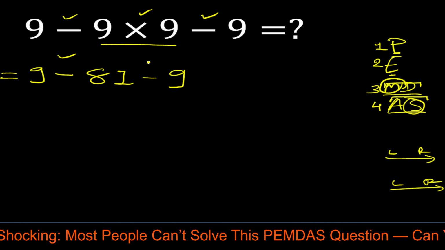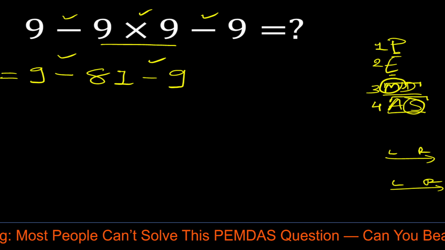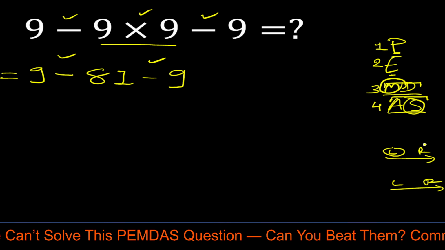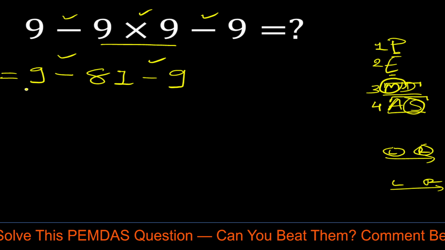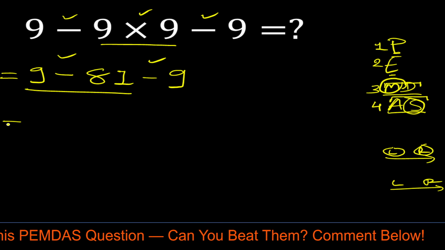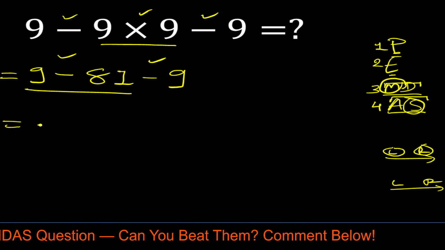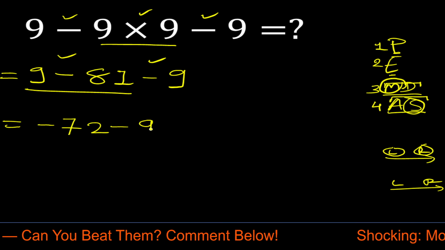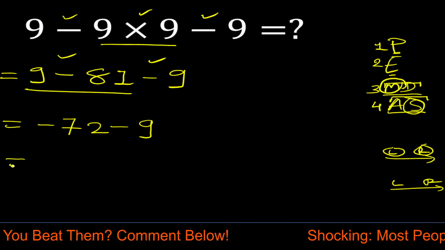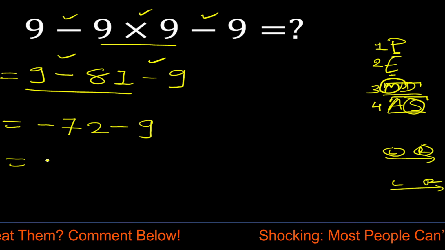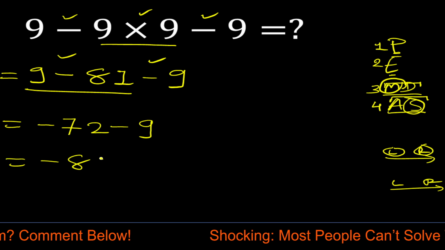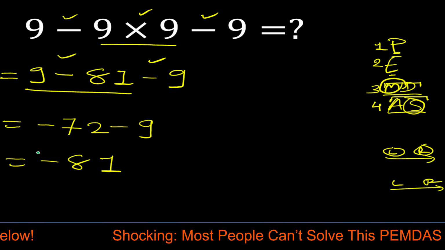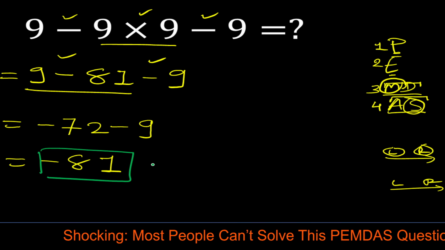Now here we have subtraction and here subtraction, and both have equal priority. So we have to solve it from left to right. So first we have to solve this subtraction, right? So 9 minus 81 is equal to minus 72 minus 9, right? So now minus 72 minus 9 is equal to minus 81, right? So the correct answer is minus 81.